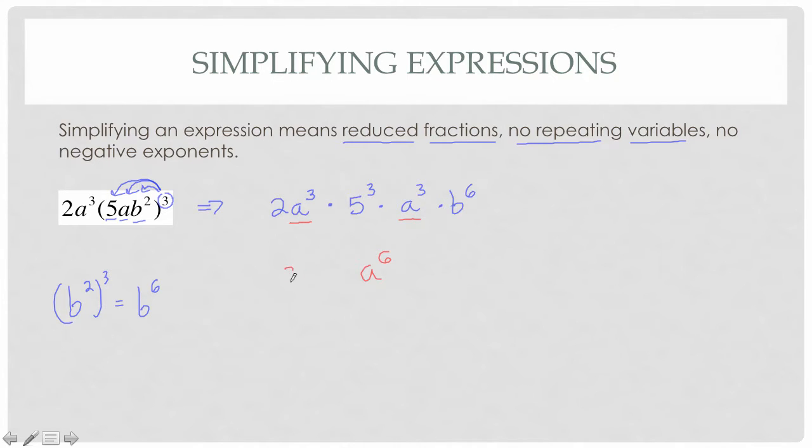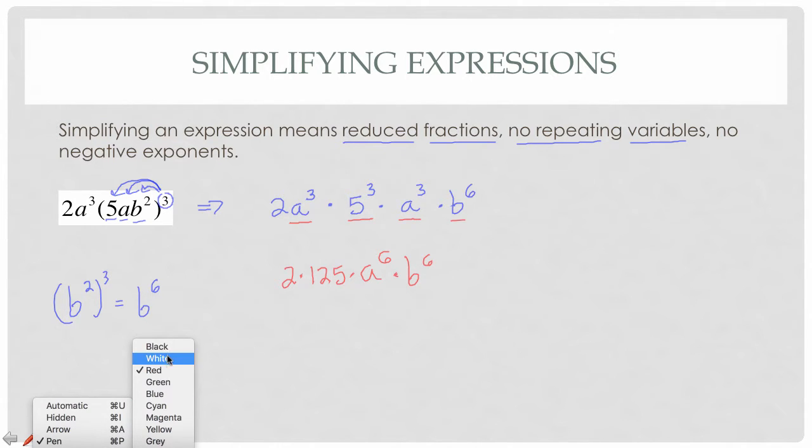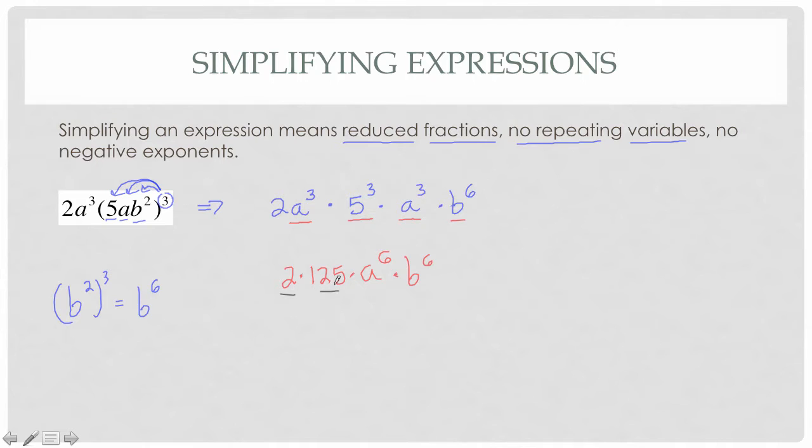I still have my 2, and 5 to the third, that's 5 times 5 times 5, that's going to be 125, times my a's to the 6, and I still have my b to the 6 there. So I've simplified a little bit more. Now let's put it all back together. 2 times 125 is going to be 250 times a to the 6 times b to the 6. And there we go. We've simplified everything out as much as we can. It looks a little bit friendlier, a little bit easier to work with.